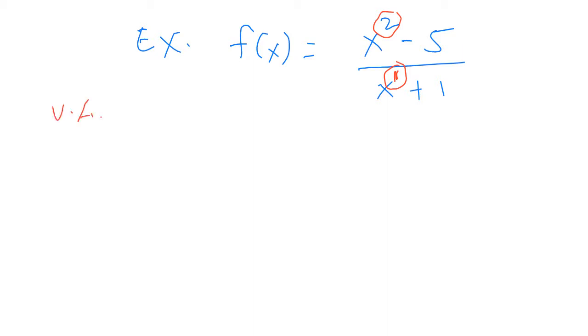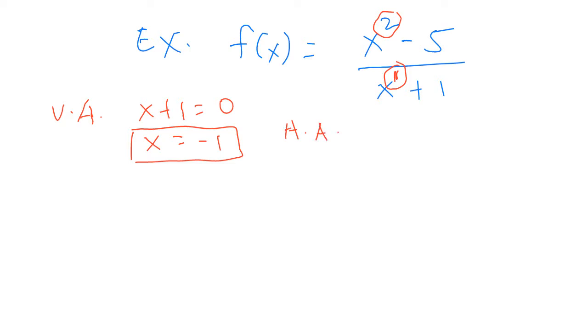Vertical asymptote is setting the bottom equal to 0. So that's x plus 1 equals 0, so therefore x is equal to negative 1. So that's our vertical asymptote. Horizontal asymptote: since we have a slanted one here, because the degree in the top is higher than the bottom, we don't have a horizontal asymptote, so none.